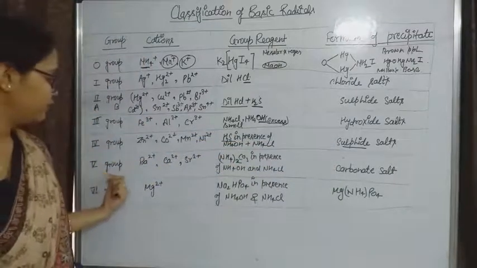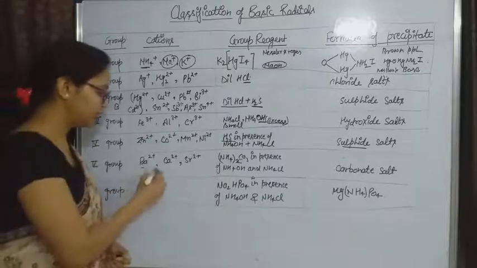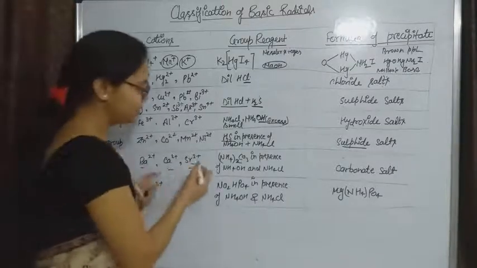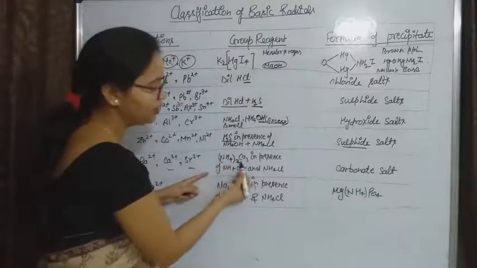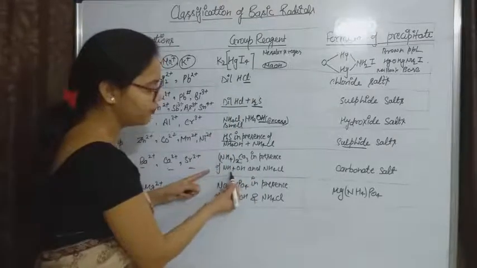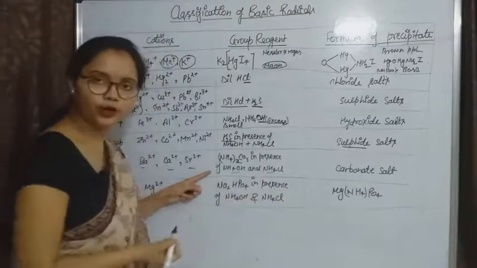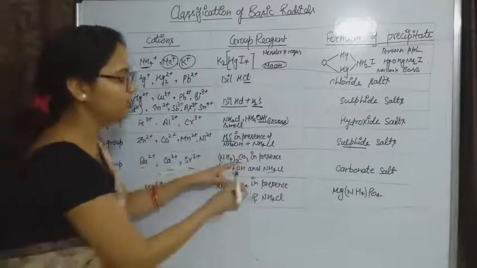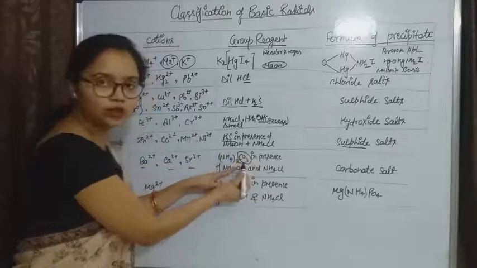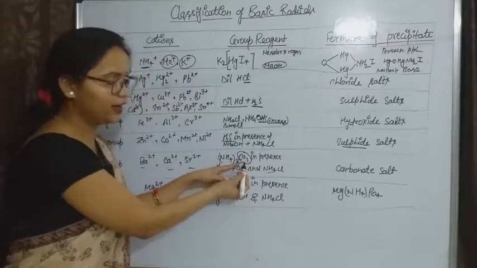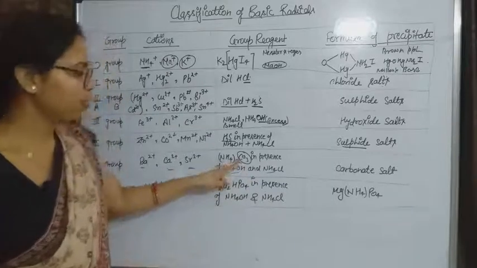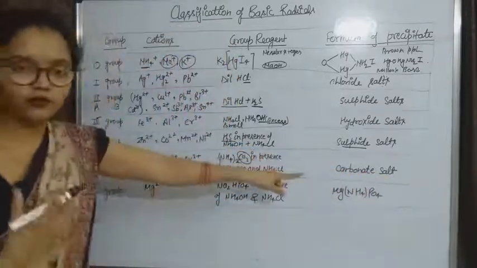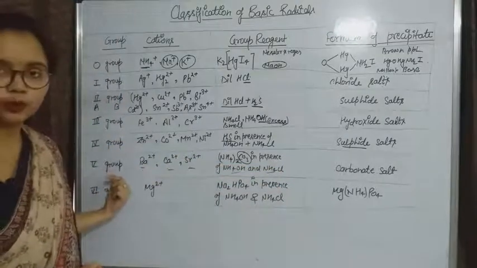Next is fifth group. In fifth group, 3 cations are present: barium, calcium and strontium. For these cations, group reagent is ammonium carbonate in the presence of ammonium hydroxide and ammonium chloride. When you add ammonium carbonate, definitely you will get the carbonate salts as you are providing carbonate anion. So in this case you will get carbonate salt and you will find the presence of fifth group.